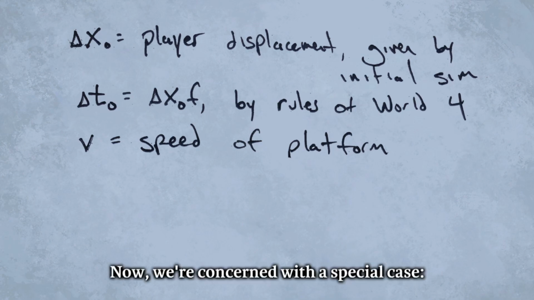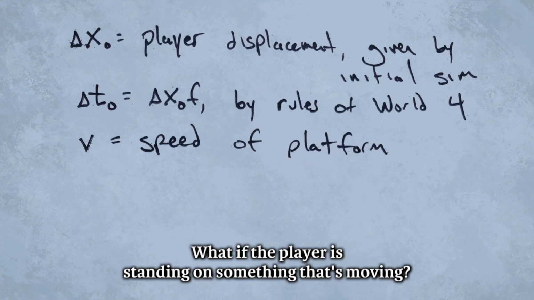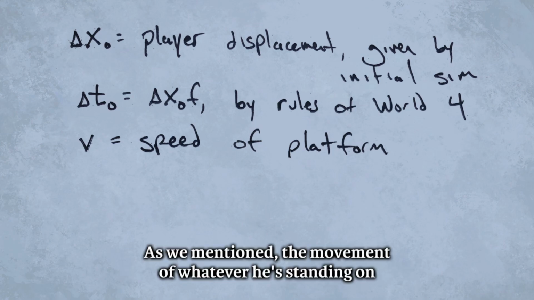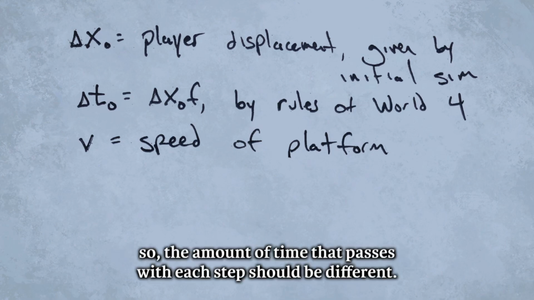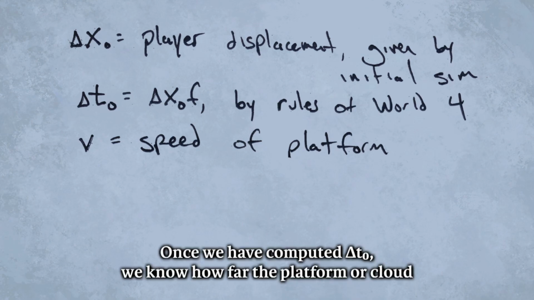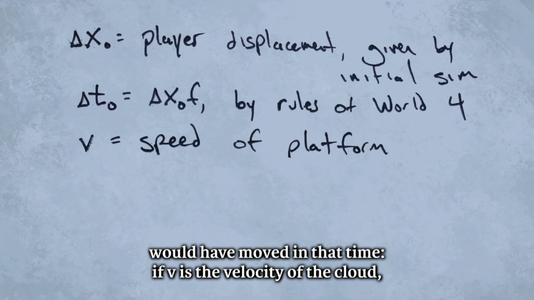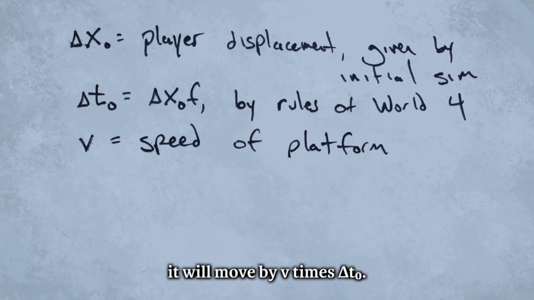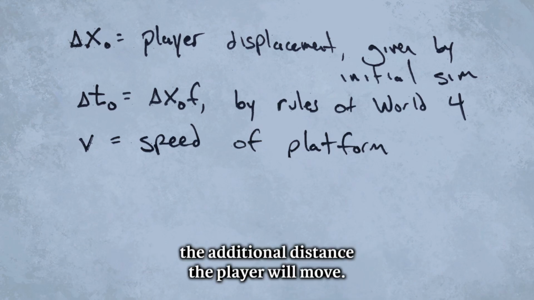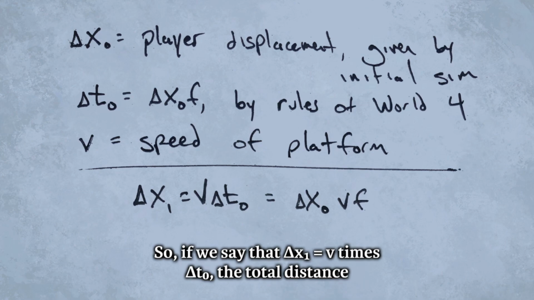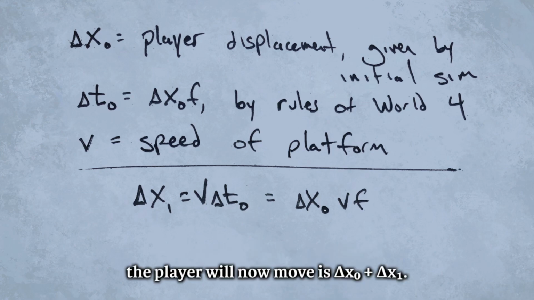Now we're concerned with a special case. What if the player is standing on something that's moving? As we mentioned, the movement of whatever he's standing on should carry him as time passes, affecting the total x distance that he moves. So the amount of time that passes with each step should be different. Once we have computed delta t0, we know how far the platform or cloud would have moved in that time. If v is the velocity of the cloud, it will move by v times delta t0. Because that cloud is carrying the player, this also represents the additional distance the player will move. So if we say that delta x1 equals v times delta t0, the total distance the player will now move is delta x0 plus delta x1.